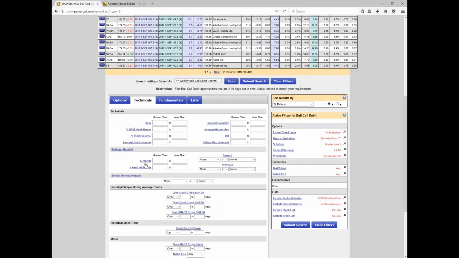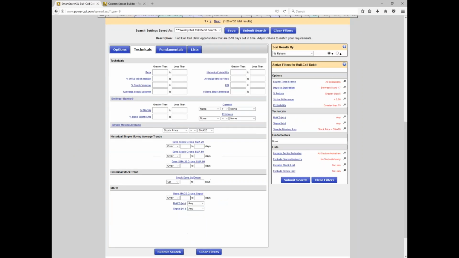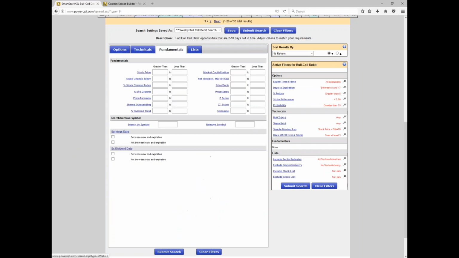So what else did I need? Well, my technicals, need the stock to be above the SMA 20. And I want that MACD crossover greater than 3 days. Remember, this is for the bullish. And for the fundamentals, let's avoid earnings between now and expiration.